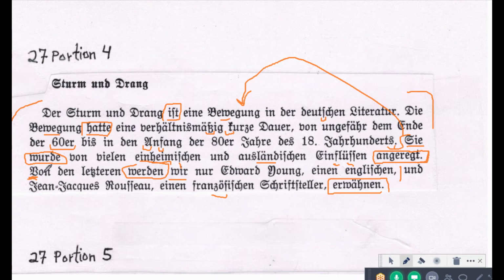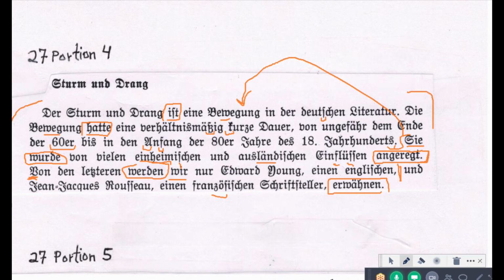Von den letzteren. And this means the latter. So they're going to refer to the foreign influences here. So among the latter, i.e. influences, and then let's see. Do you want to translate this up to this point, just from the latter? Sure. From the latter, or among the latter, I think we will only mention Edward Young.